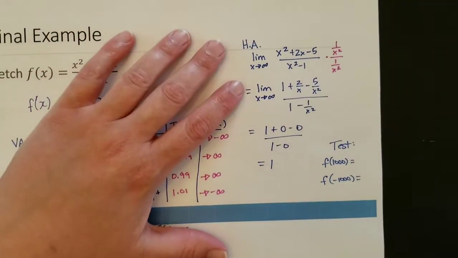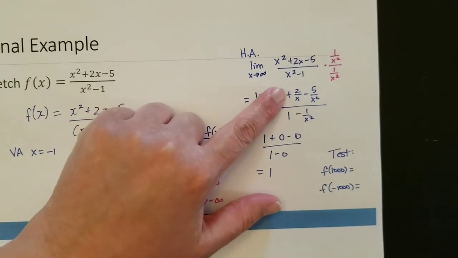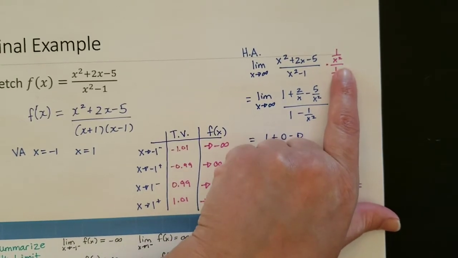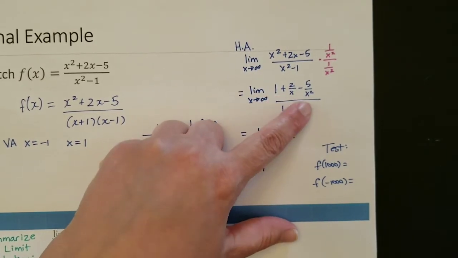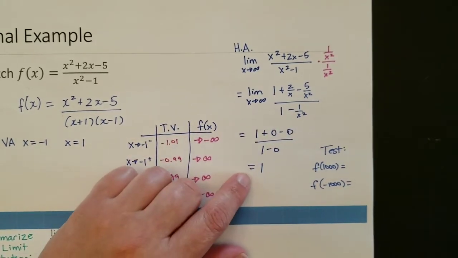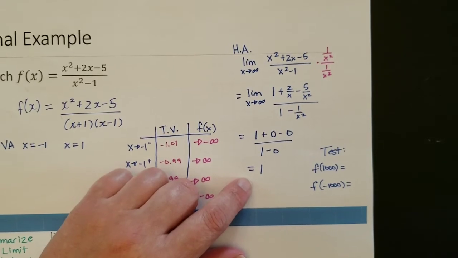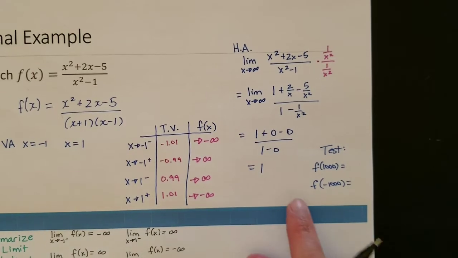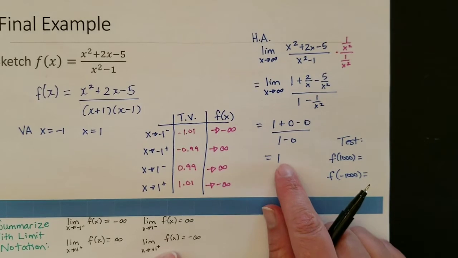Now the horizontal asymptotes, I'm again taking the limit as x approaches infinity of my function. I'm dividing all of the terms by x², or multiplying everything by 1/x², which will simplify to (1 + 2/x - 5/x²) over (1 - 1/x²). Of course, as x goes to infinity, anything with an x in the denominator, a constant number over x, will go to 0. So when I evaluate, I get (1 + 0 - 0) over (1 - 0), and my horizontal asymptote is 1.